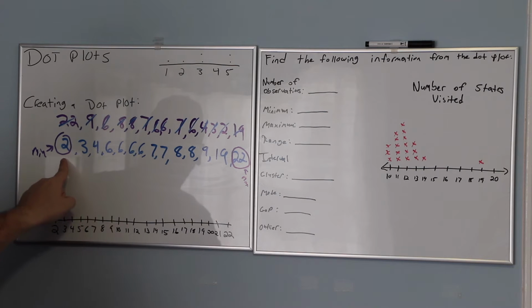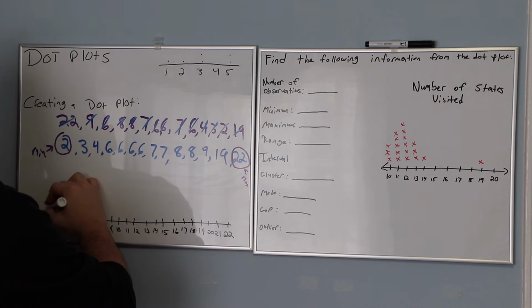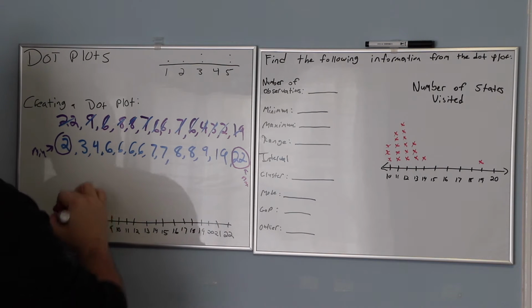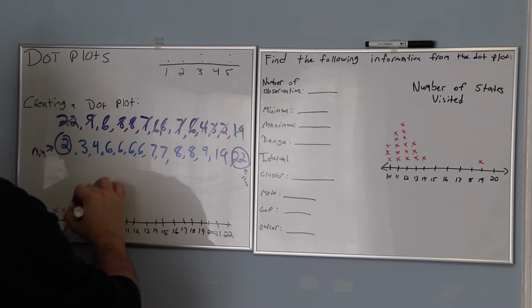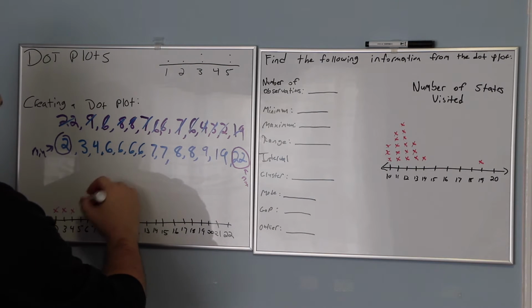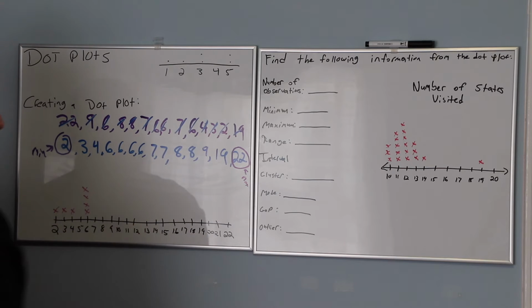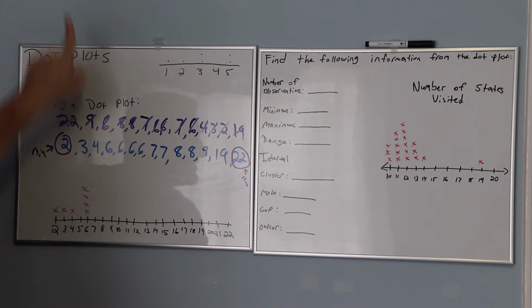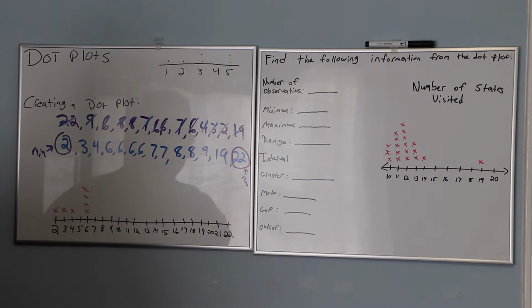On this dot plot, every time I see a number. So I see 2, so I'm going to mark an X on my 2. I see a 3. I see a 4. I see 4 6s, so I'm going to stack them. This is what we call stacking, right? You go on top. You don't keep plotting next to it. You stack up. Okay, so 4 6s.